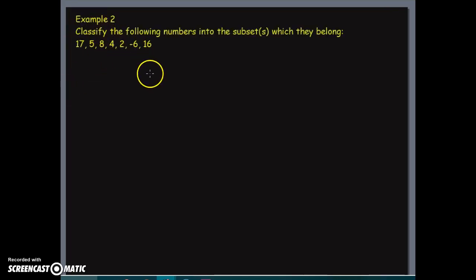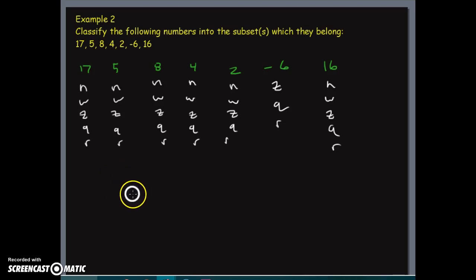I'm going to ask you to do the same thing, so pause the video now and try to classify each of the numbers individually. Okay, so you can see here that I've classified all of the numbers individually. It looks like a long process, but the more you do it, the less you have to write them all out, obviously. So now let's figure out the class that they all belong to.